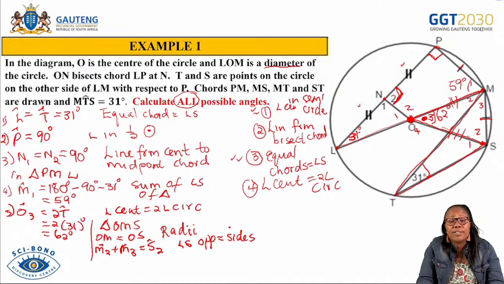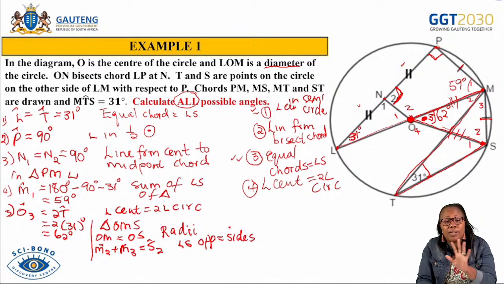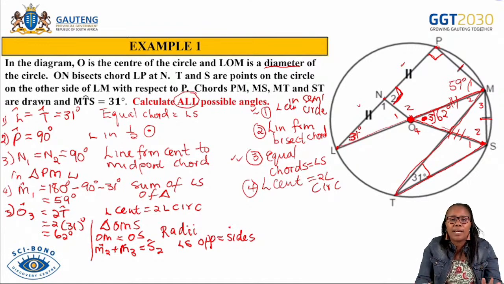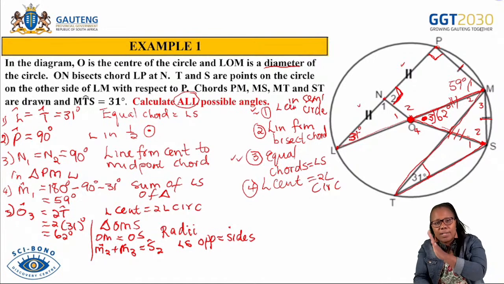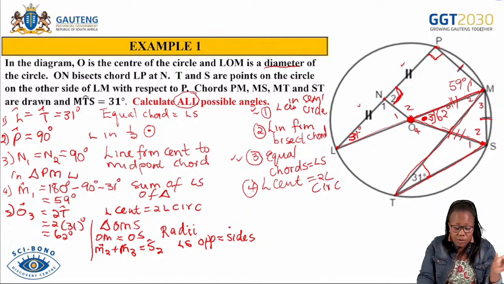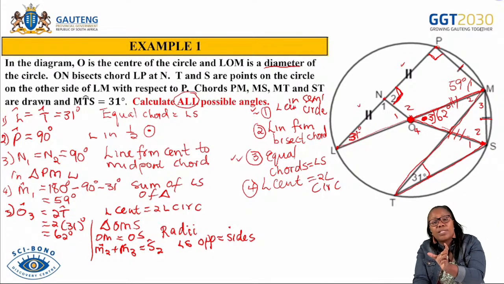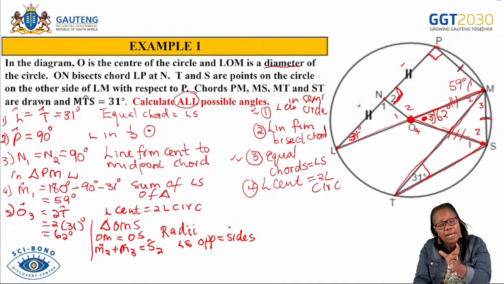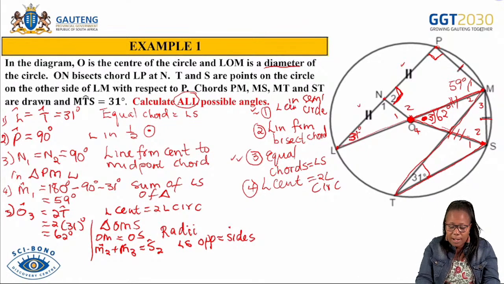That is the correct reasoning, grade 12. We don't want to see base angles of a triangle. We don't want to see reasoning isosceles triangle. The correct reason is angles opposite equal sides. If we have talked about angles, your reasoning will start with angles. Therefore, it's angles opposite equal sides.